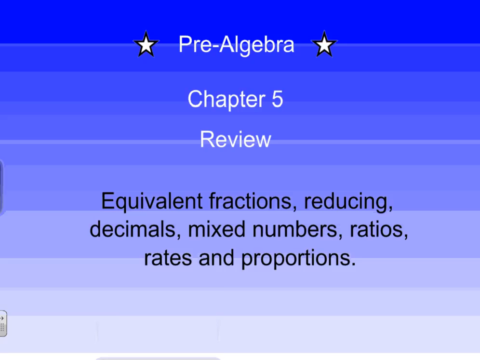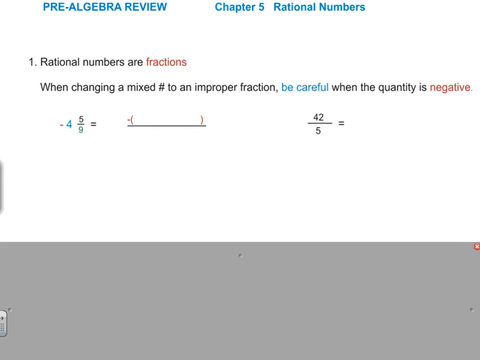All right, so this is a new feature that I'm doing, and that is I'm going to record some chapter reviews. All right, so this is a chapter review for Chapter 5, if you're using the Bob Jones Pre-Algebra, latest edition, and we're going to review equivalent fractions, reducing decimals, mixed numbers, ratios, rates, and proportions. Now, this is designed to just watch, so I'm going to go fast. So all you want to do is watch. I'm going to give you a quick review.